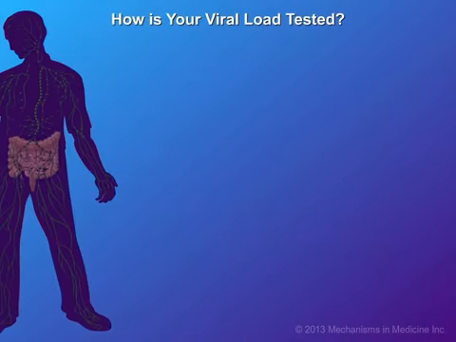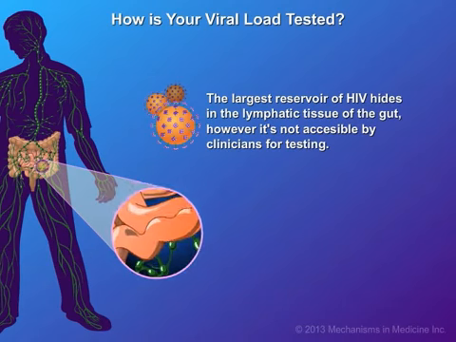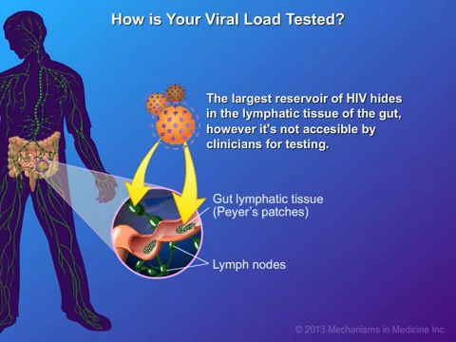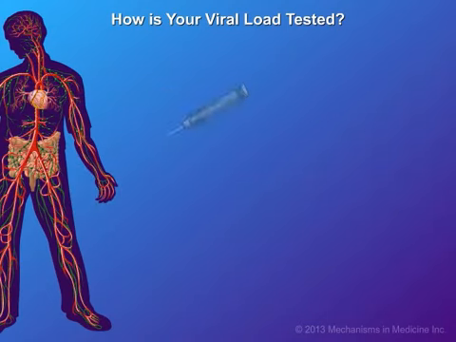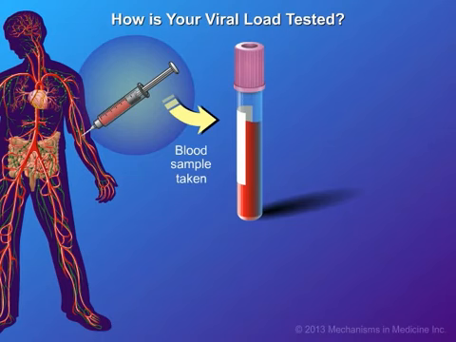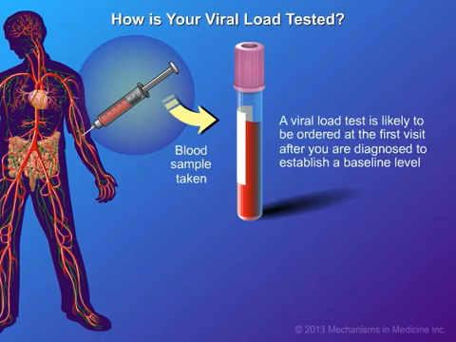The largest reservoir of the virus hides in the lymphatic tissues of the gut. Clinicians are not able to access this reservoir, so blood is drawn from a vein in your arm in order to measure viral load. Your doctor will likely order a viral load test at your first visit after you are diagnosed to establish a baseline level.